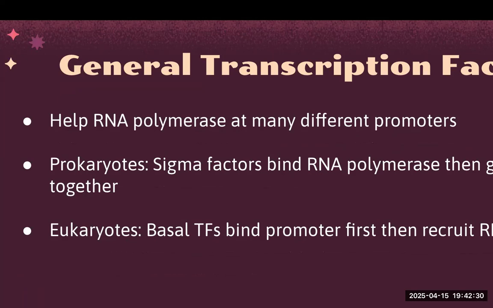And then in eukaryotes, there are basal transcription factors, which are a little bit different because these bind the promoter first. And then once they're already on the promoter of the DNA, they recruit the polymerase. So in prokaryotes, they bind the polymerase first, then that pair goes to the DNA. In eukaryotes, they bind the promoter on the DNA first and then tell the polymerase to come.